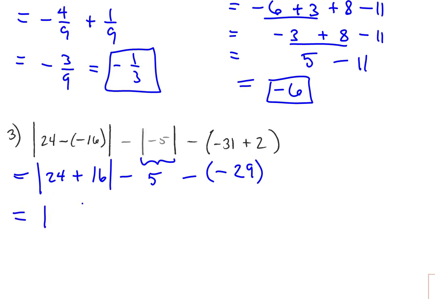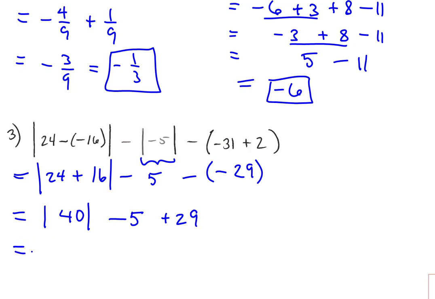inside the absolute value we have 24 plus 16. We can just add those up, which would give us a value of 40. And that's inside the absolute value, so I'm going to keep the absolute value surrounding the 40, just for now to be super clear. And then moving on, we have a minus 5. Next, we'll turn our minus negative 29 from above into a plus 29, the double negative turning positive there.